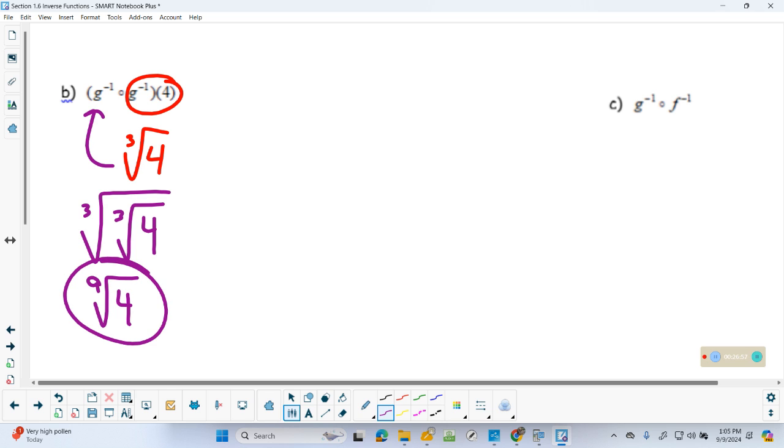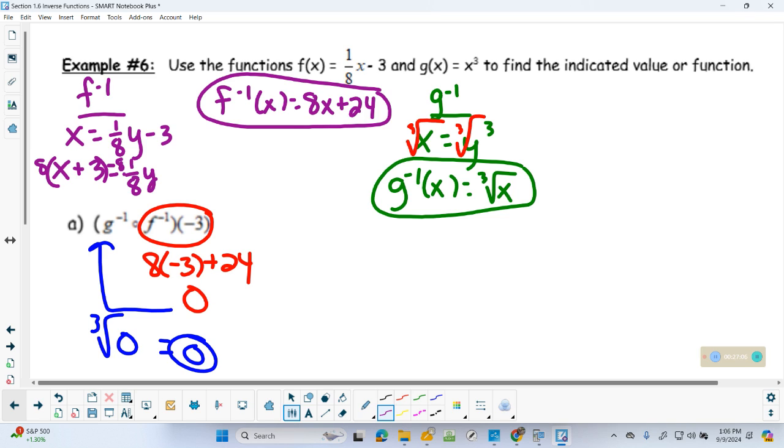Okay, C. G inverse, F inverse. They didn't give us the number or anything. Okay, so G inverse of F inverse. Oh, okay, we got this. So we're going to put the purple into the green. That's all it is. Oh, well, that's going to be pretty easy. We're going to end up with a cube root of 8x plus 24. Done.